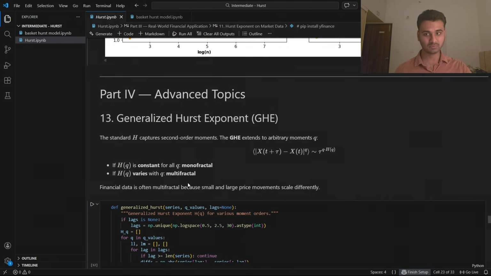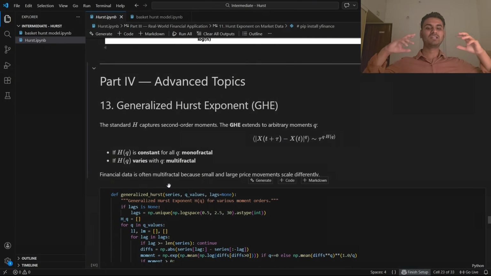Generalized Hurst exponent: if h(q) is constant for all q, it's monofractal. It assumes that there is uniformity in the scaling of the series, whereas if it's multifractal, it does not. It assumes that small and large price movements scale differently. The main part is the scaling part.